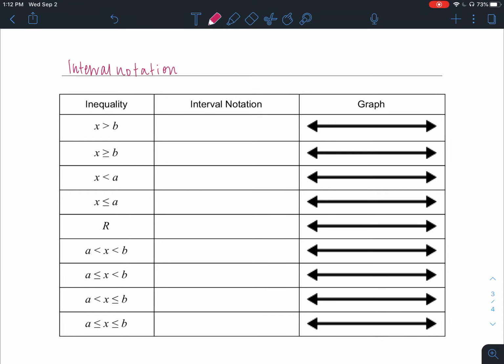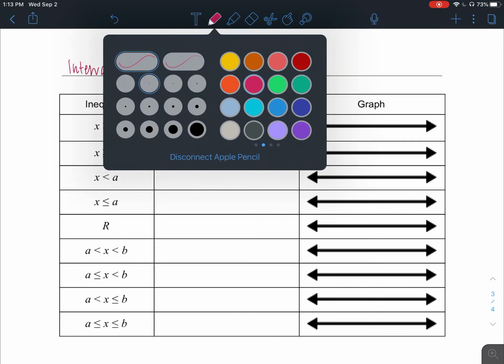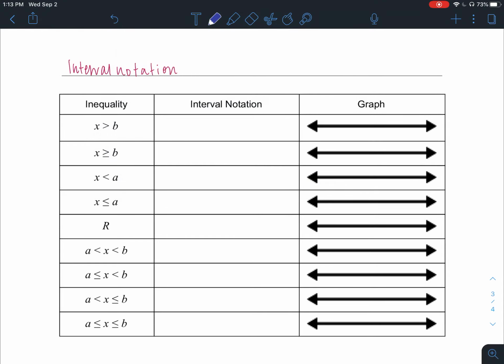Okay, so we have our inequalities on the left here. And so what we're going to do is graph first, and then we're going to put it in interval notation, which for some of you might be new, for some of you it might be a review. So hopefully it's a review.